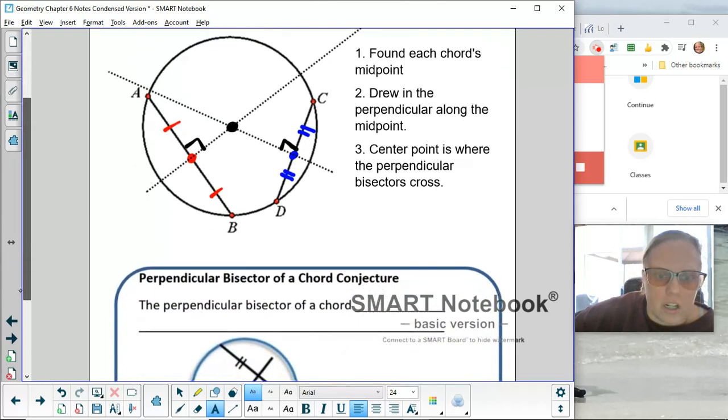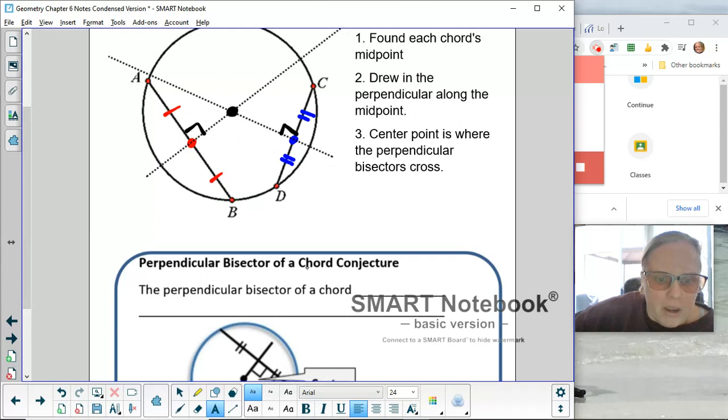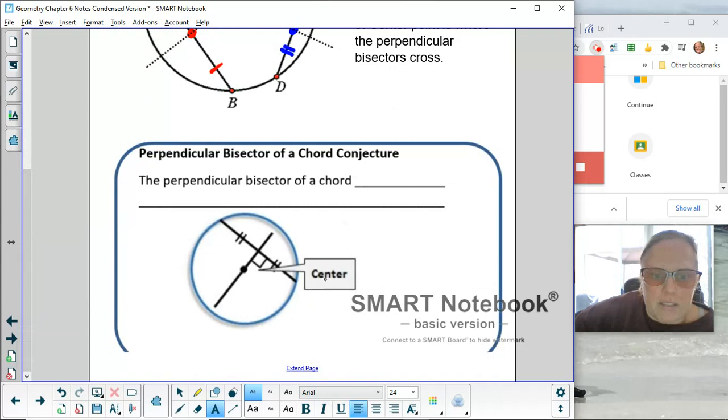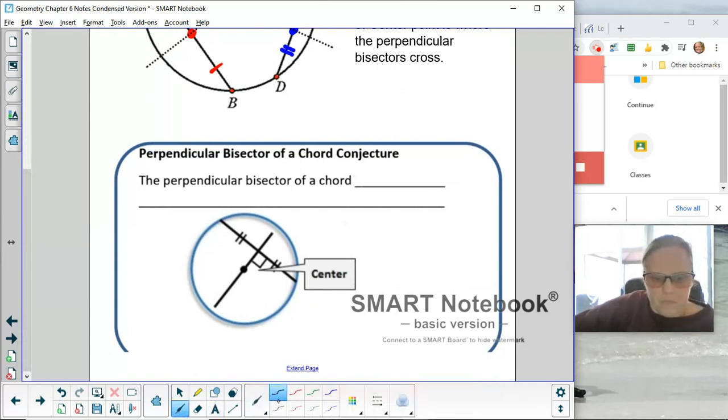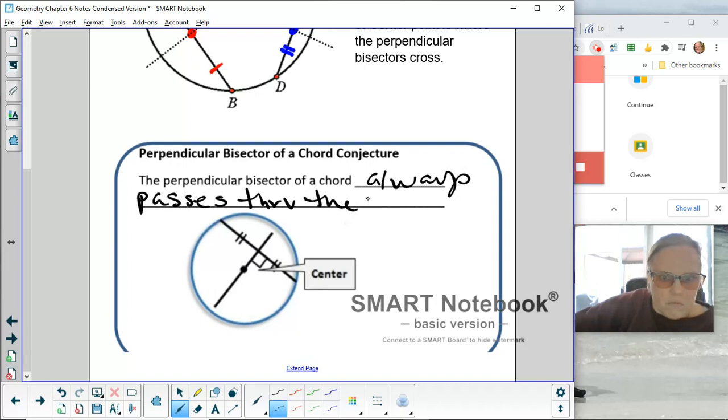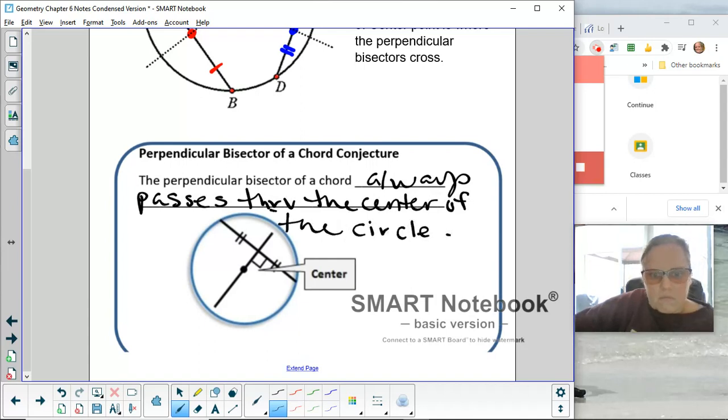So down here in the conjecture, it says the perpendicular bisector of a chord, and then it has blank. And we want to say that the perpendicular bisector of a chord always passes through the center of the circle. So here you can see on the picture, that's a 90-degree crisscross, hash mark, hash mark. This would be the midpoint right here. So as long as you are crossing through the midpoint at 90 degrees, it will always cross through the center.